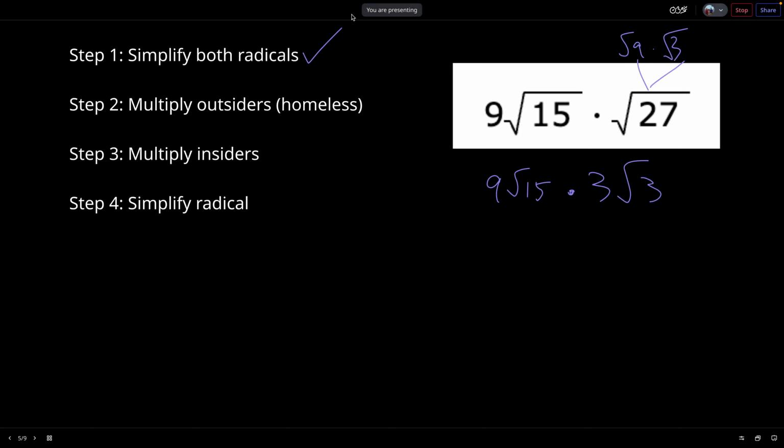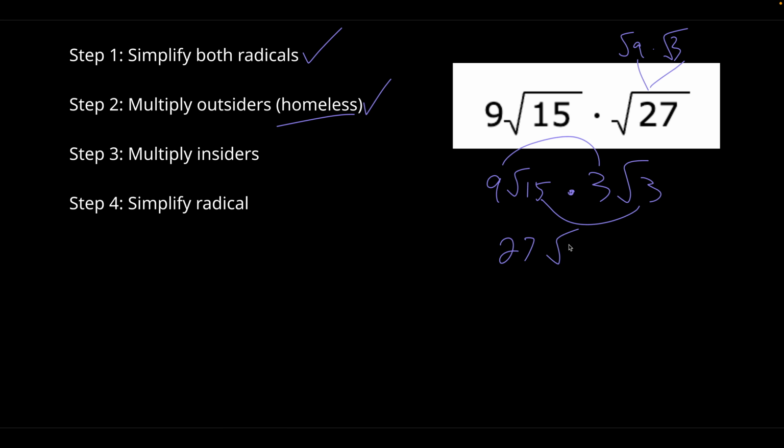Step 1 is done. Step 2, multiply the outsiders, or the outside numbers. I call them the homeless numbers because I think of them as, they're not underneath the radical. Okay, they have no roof. So, multiply 9 times 3, which is 27. Step 2 is done. Step 3, multiply the inside numbers. 15 times 3 is 45. And we keep them under the radical.